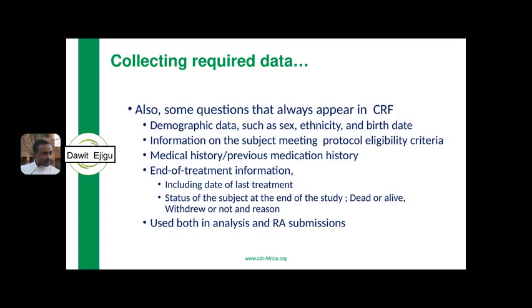In addition to the collection of data which is protocol required, we also have some questions that always appear in CRFs. For example, demographic data such as sex, ethnicity, and birth date are going to appear in the CRF. Information on the subject meeting protocol eligibility criteria, medical history and previous medication history, and end of treatment information, including date of last treatment, and also the status of the subject at the end of the study, whether the participant is dead or alive, or withdrew or not, and the reason for withdrawing, is going to be inquired in the CRF.